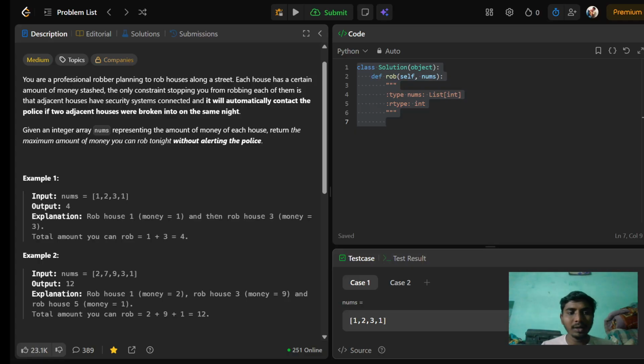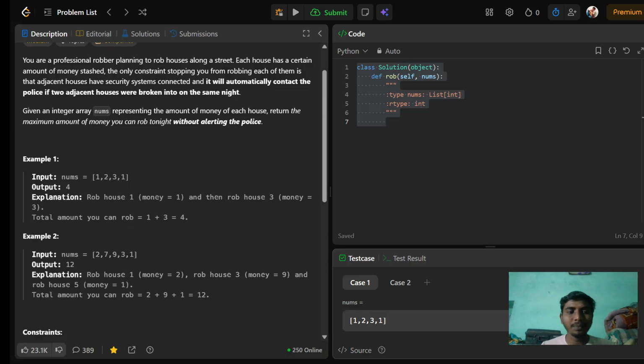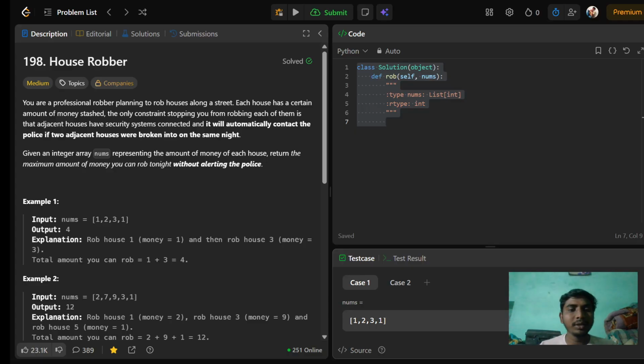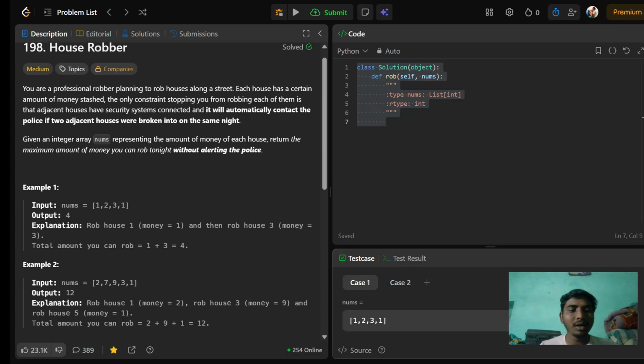Here the nums array contains the amount of money of each house. For house 1 the amount is 1, house 2 amount is 2, house 3 is 3, and house 4 has amount 1. The robber has to rob the maximum amount from all the houses. Here in the constraint they say that the robber cannot rob two adjacent houses.